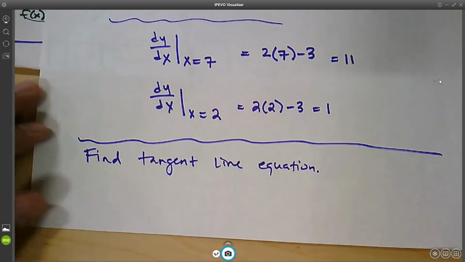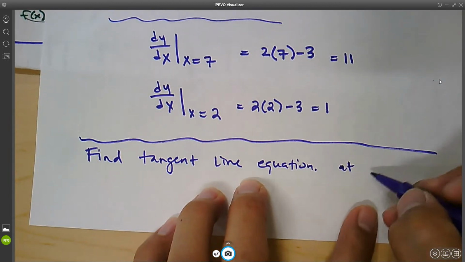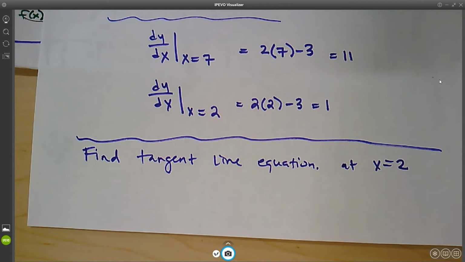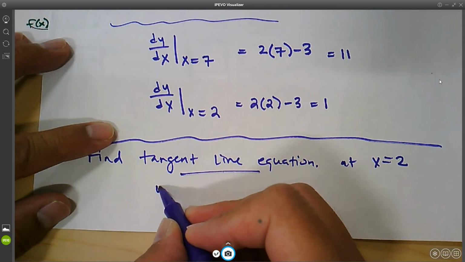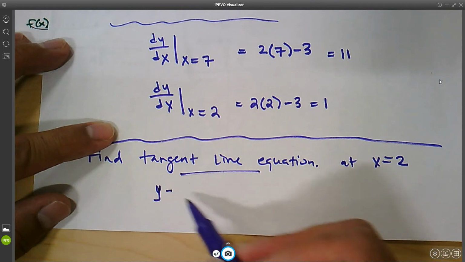Let me ask you to go find the tangent line equation at x equals 2. We already did all the work, so we're just going to rewrite it out. For this example, number 4, a tangent line equation now is in this form.